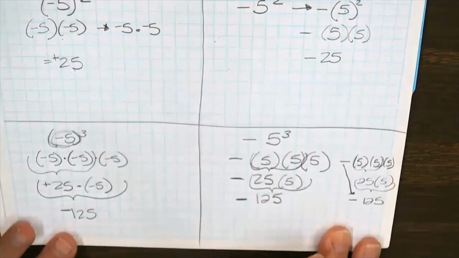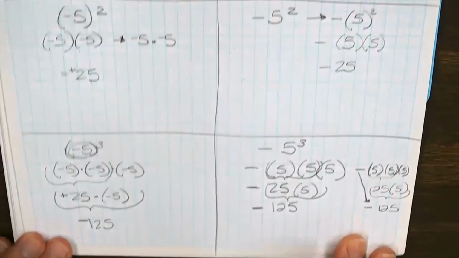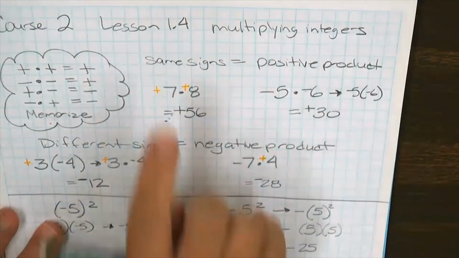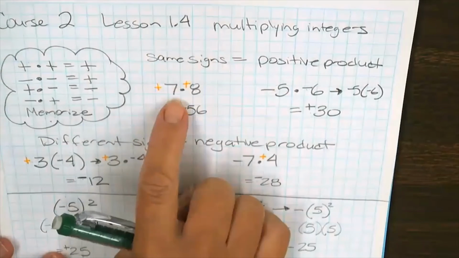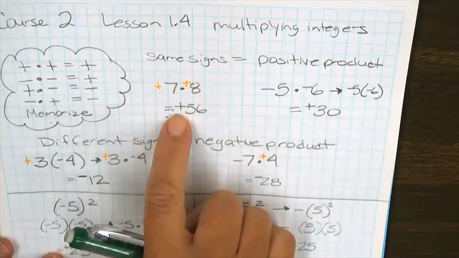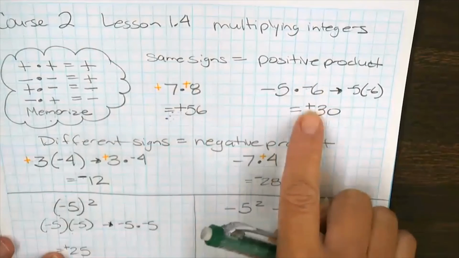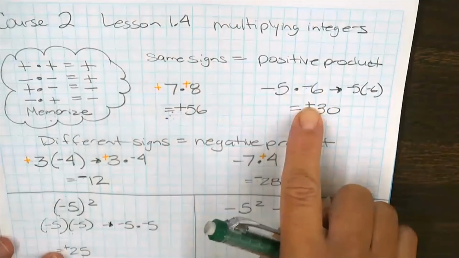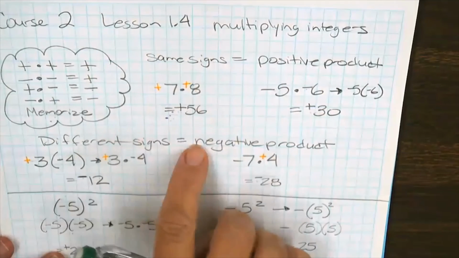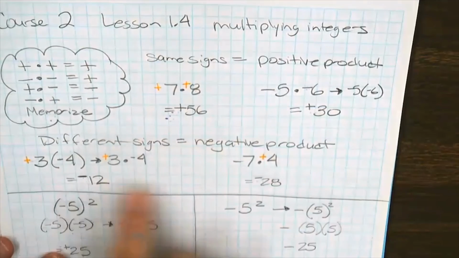So that's what we're doing today. We're going to be multiplying integers. So when the signs are the same, positive and positive, my answer is positive. Negative and negative, the answer is positive. When the signs are different, the product is negative. Okay?